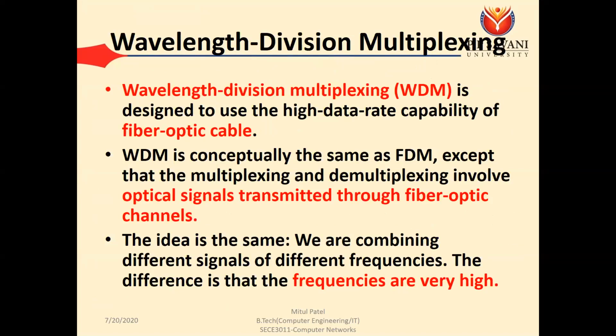Okay, this is all about FDM, that is frequency division multiplexing, in which your channel or link is divided into various channels and each channel has its own frequency range. The second concept is wavelength division multiplexing, that is also used for the analog signal. Okay, so before that, can anyone give me the application of FDM?